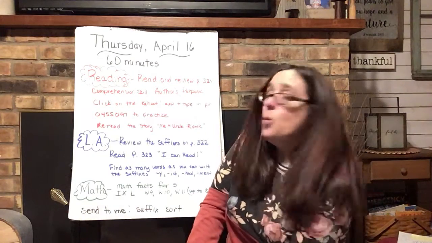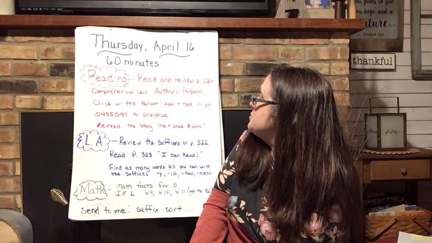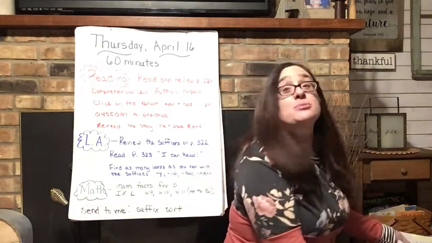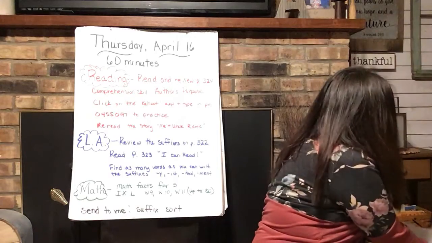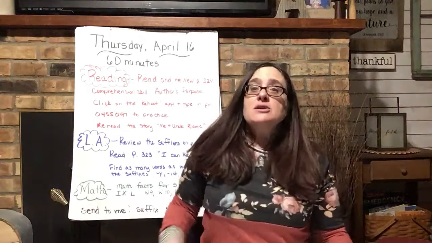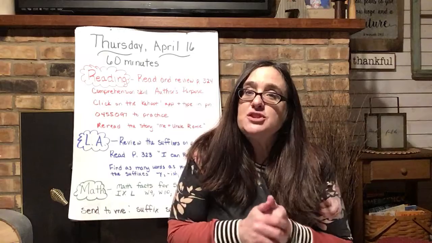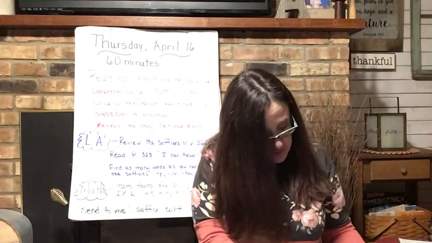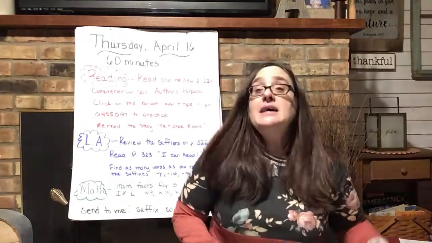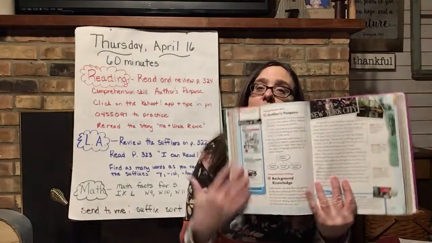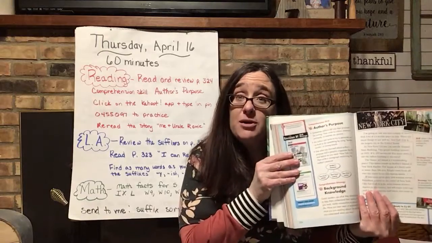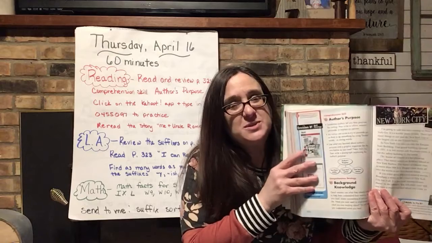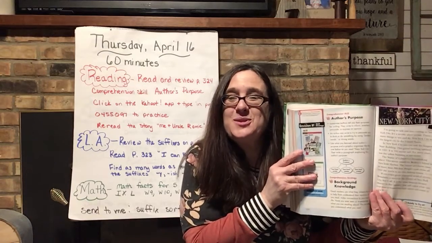For today, we are going to read and review page 324, our comprehension skill, author's purpose. I'm sure most of you remember author's purpose. We've had author's purpose several times during the school year. This is another opportunity to practice that skill. Author's purpose is on page 324, and I would like for you to read page 324 and review what we know about author's purpose, okay? This is a nice little review, but of course, I know you guys remember PIE. That's a clue for author's purpose.